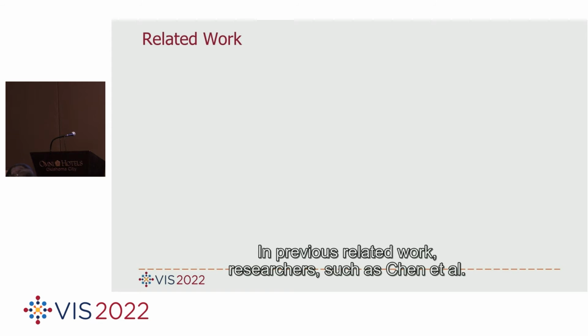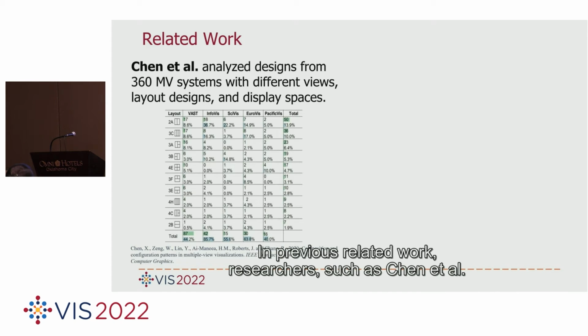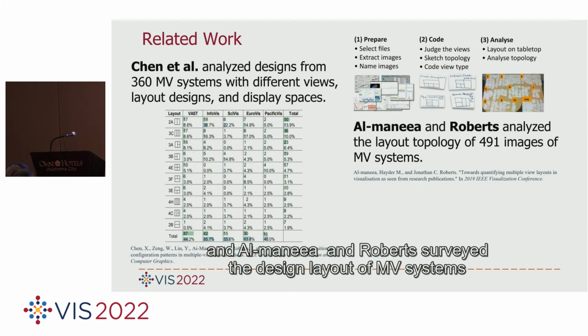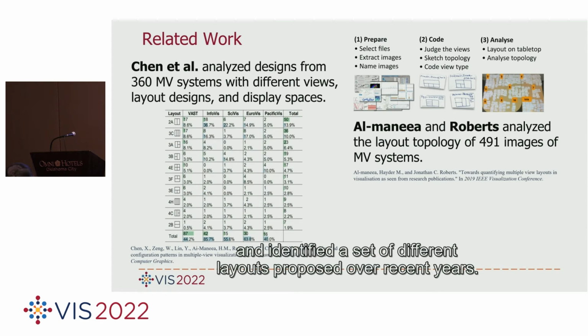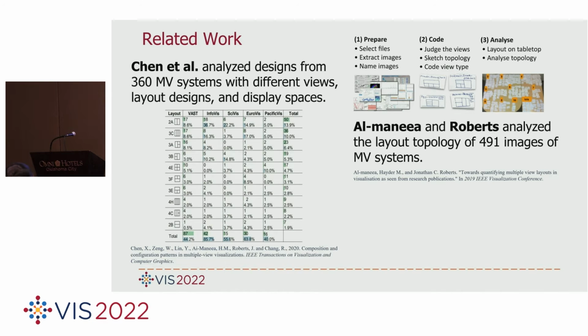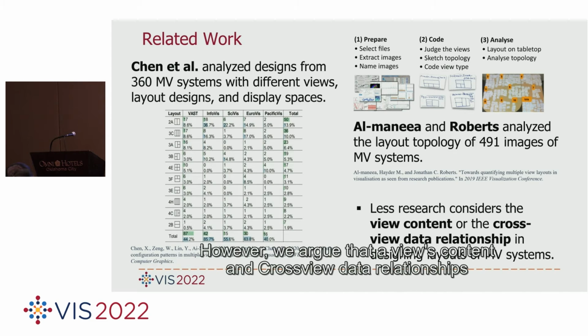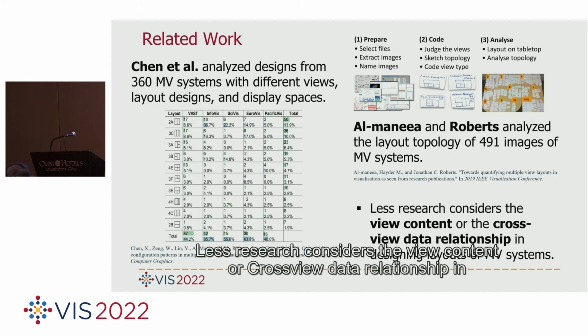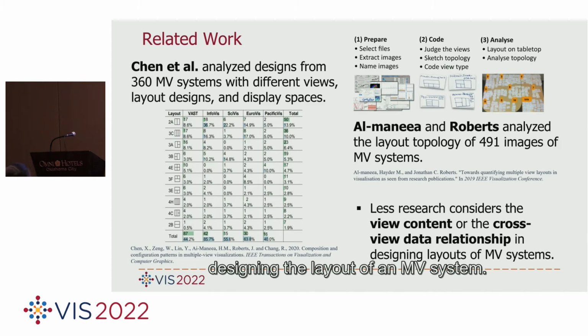In previous related work, researchers such as Chen et al. and Almania and Roberts surveyed the design layout of MV systems and identified a set of different layouts proposed over recent years. However, we argue that a view's content and cross-view data relationship should be key considerations for designing the layout of an MV system. Less research considers the view content or cross-view data relationship in designing the layout of MV systems.